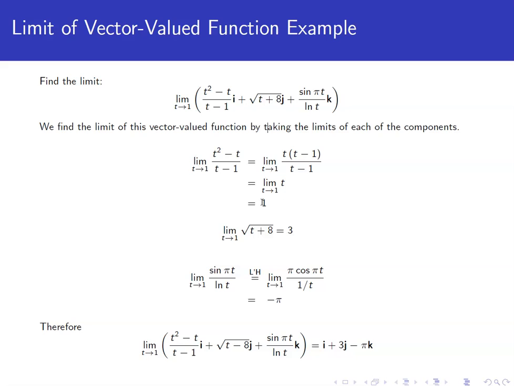For the second one, the square root of t plus 8 has absolutely no issues with plugging a 1 in for t, so we can just evaluate that limit by direct substitution and get 3.